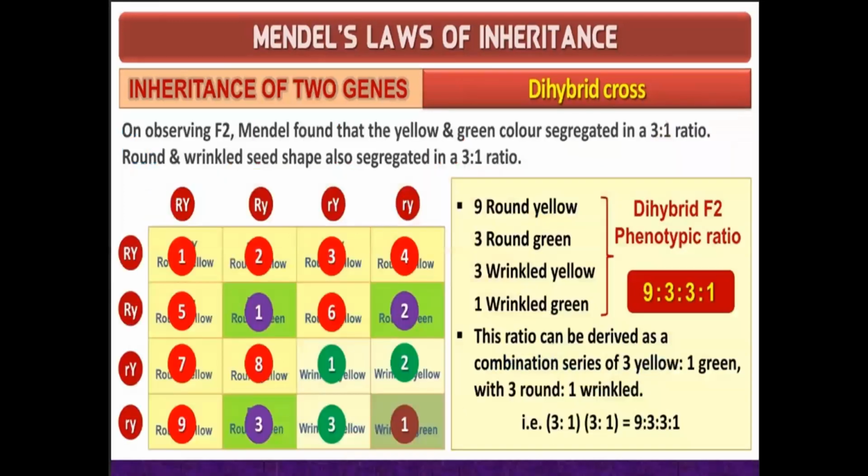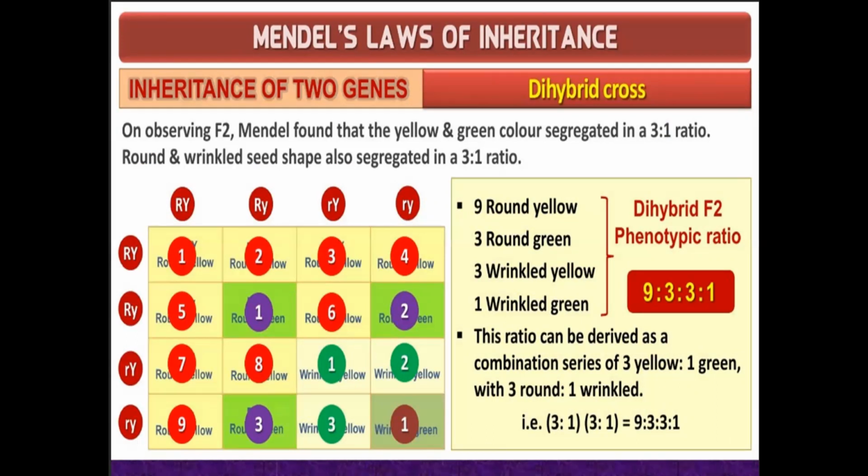Okay. So on observing F2 generation, Mendel found that the yellow and green colors segregated in 3:1 ratio. Also, round and wrinkled was segregating in 3:1 ratio. So now there will be 9 round yellow, 3 round green, 3 wrinkled yellow, and 1 wrinkled green. This is the dihybrid phenotypic ratio, 9:3:3:1.